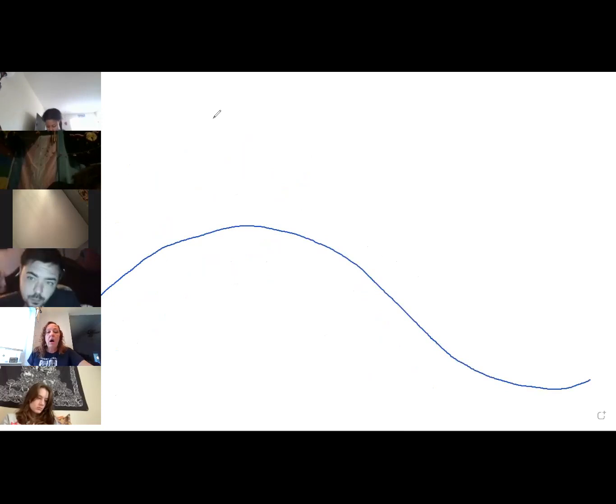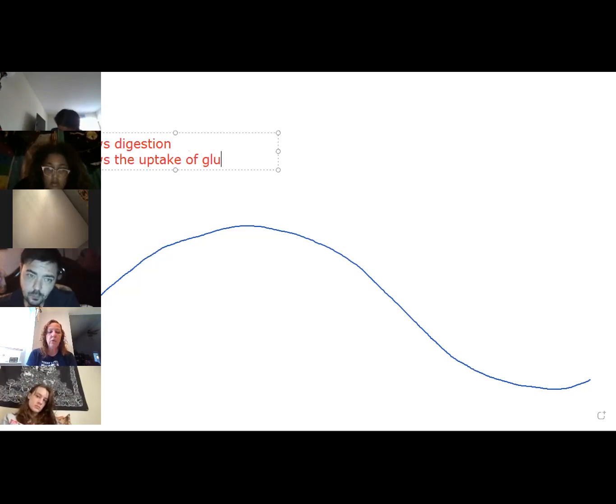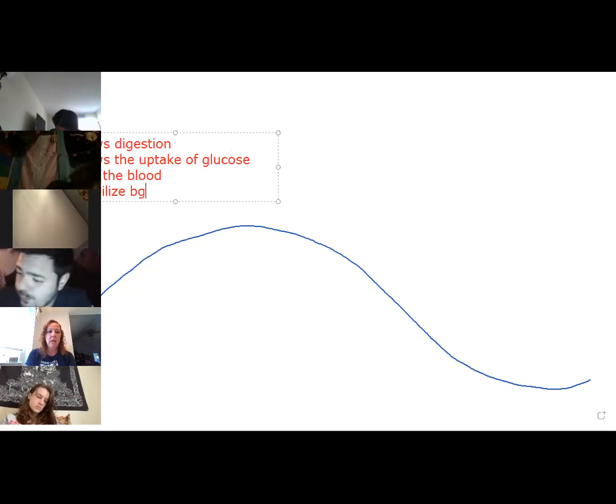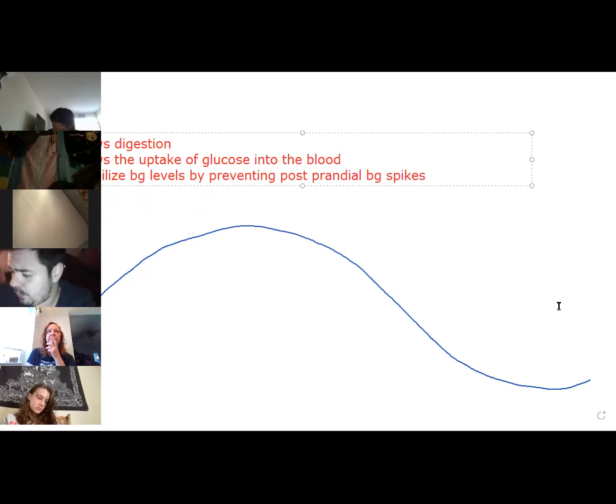We have a nice normal high number. So if I want to put this into words, for those of you that are a little more analytical, the role of fiber in the diabetic diet: it slows digestion, which in turn slows the uptake of glucose into the blood, which will help stabilize blood glucose levels by preventing postprandial blood glucose spikes.